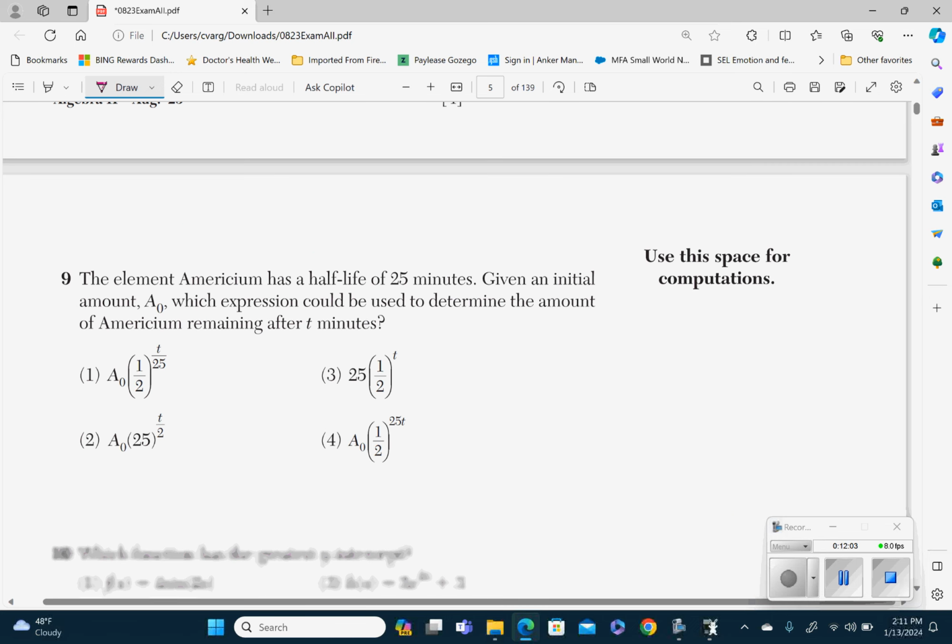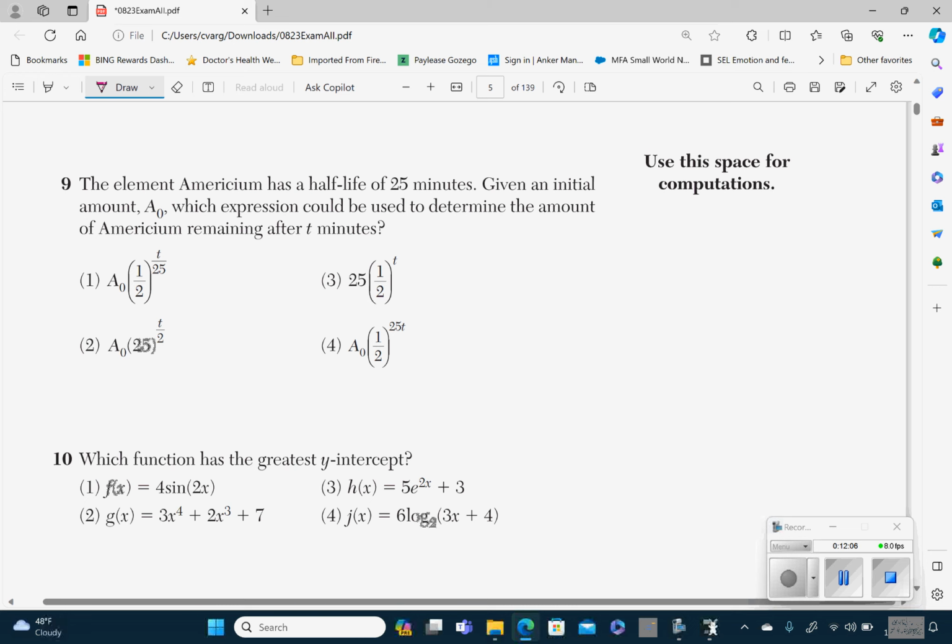All right, question number 9. We did have something like this. It tells you it's a half-life. So half is what's going to be in the parentheses. So automatically option number 2 is out. And then our initial amount is a sub 0. So we have this right here. We did something like this along with compounding.